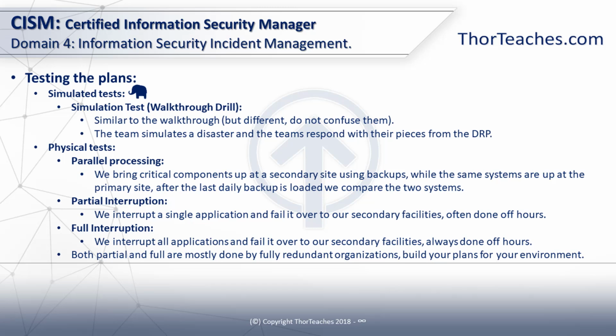And then a full interruption simulates what would happen if the disaster was so bad our primary site is completely gone or inaccessible. We interrupt and fail over every single application we have, or at least the ones that are deemed critical enough where we have them built out on the secondary site. We then fail the traffic over and then we test all the systems, and this is always done after hours.